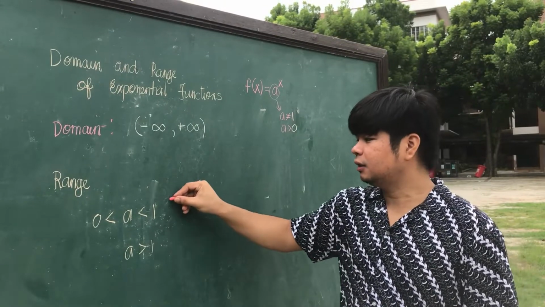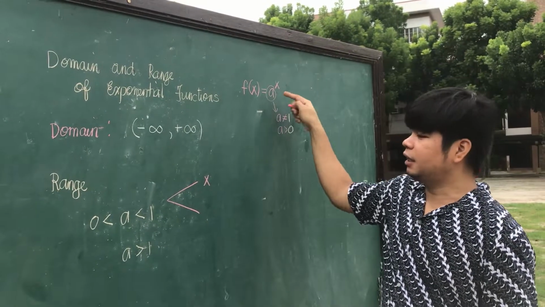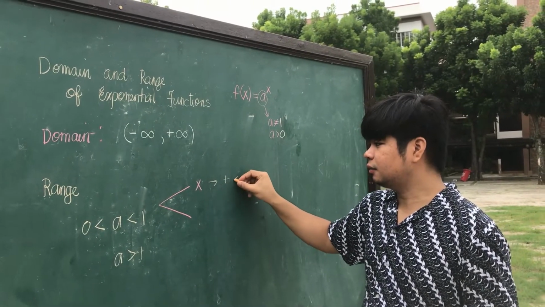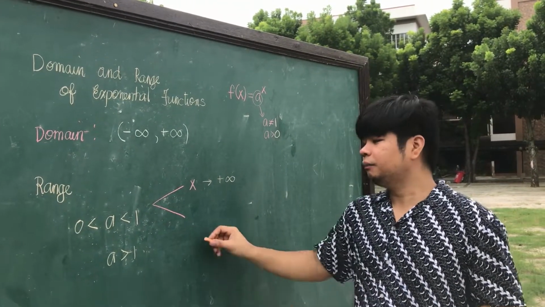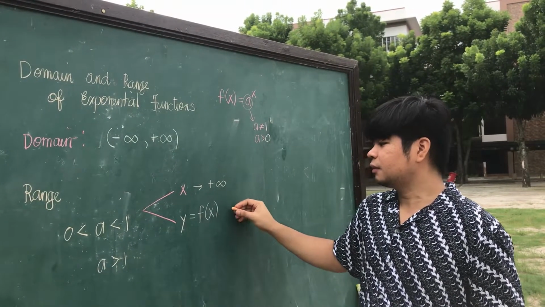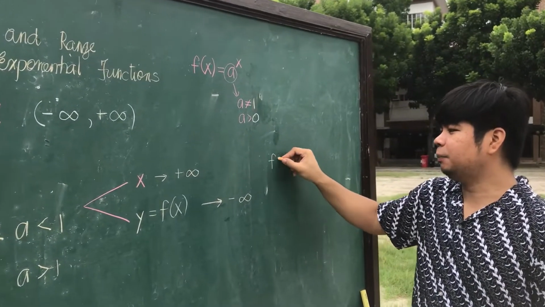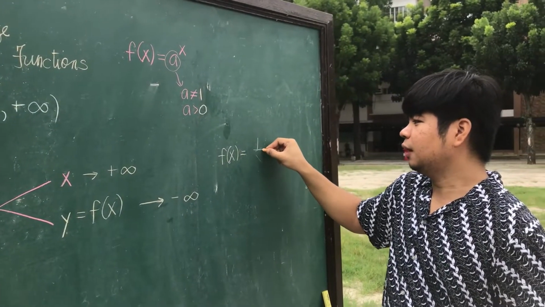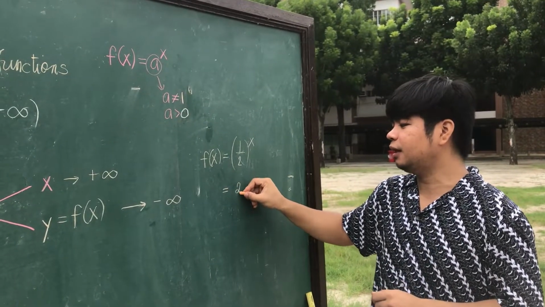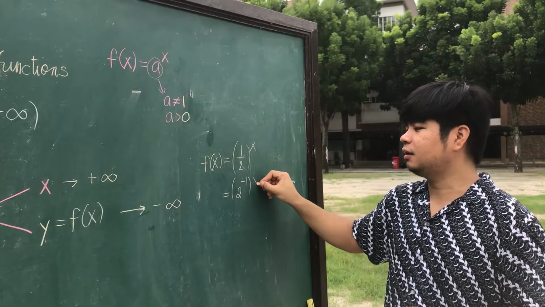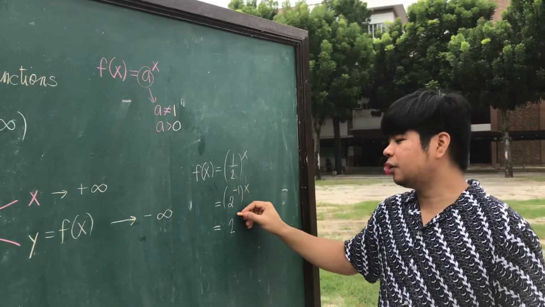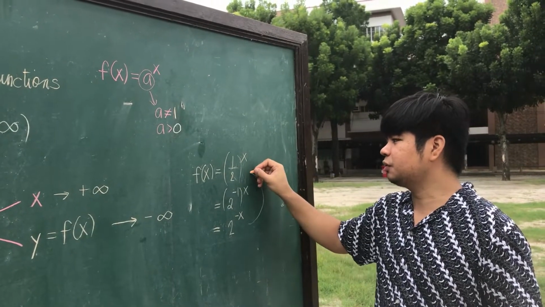It is simply suggested that when the variable x keeps on increasing, then the value of y, which is f of x, changes. If we have an example where f of x is equal to 1/2 raised to x, take note that 1/2 can also be represented as 2 raised to -1. The rule of exponents tells you that you need to multiply -1 by x, so you have 2 raised to -x. These two are the same.